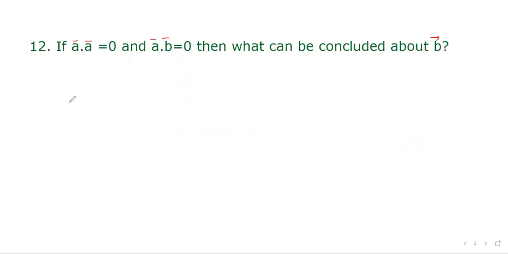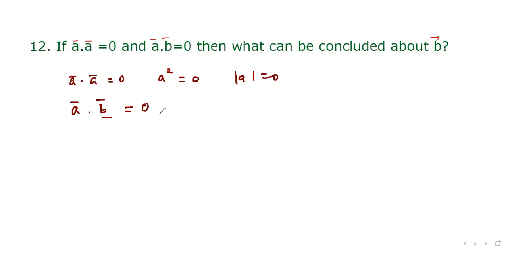Now question number 12. If A dot A equal to 0 and A dot B equal to 0, then what can be concluded about vector B? Here, if A dot A equal to 0, it means A square equal to 0. That gives modulus of vector A is 0. If A dot B equal to 0, it means either vector B equal to 0 or vector A is perpendicular to vector B.